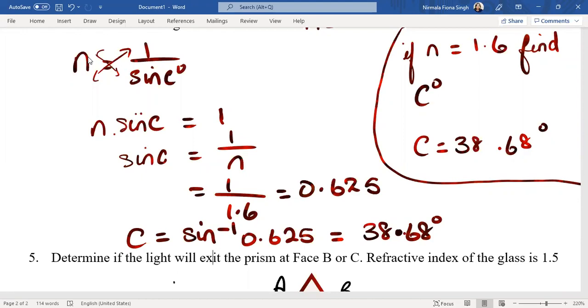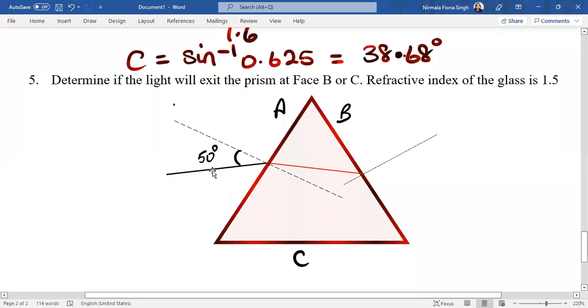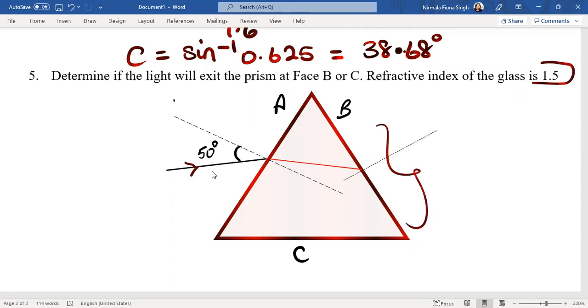All right, let's move on to the last one. The last one is actually an application question. This is where you have to use the brain a little bit, and take a little extra note of what we have here. Determine if the light, which is entering face A at an angle of 50 degrees, entering a prism that has a refractive index of 1.5, will come out on face B or face A.